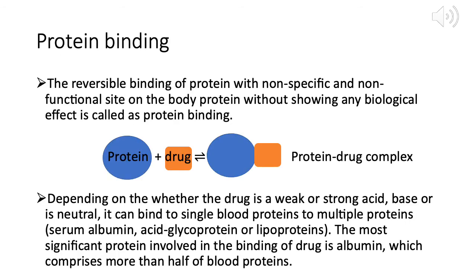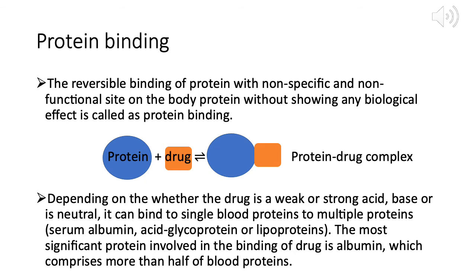Protein binding. The residual binding of a protein with a non-specific and non-functional site on a body of a protein without showing any biological effect is called protein binding. So protein plus drug equals protein-drug complex. Depending on whether the drug is a weak or strong acid or base or is neutral, it can bind to a single blood protein or to multiple proteins, such as serum albumin, acid glycoprotein, or lipoproteins.